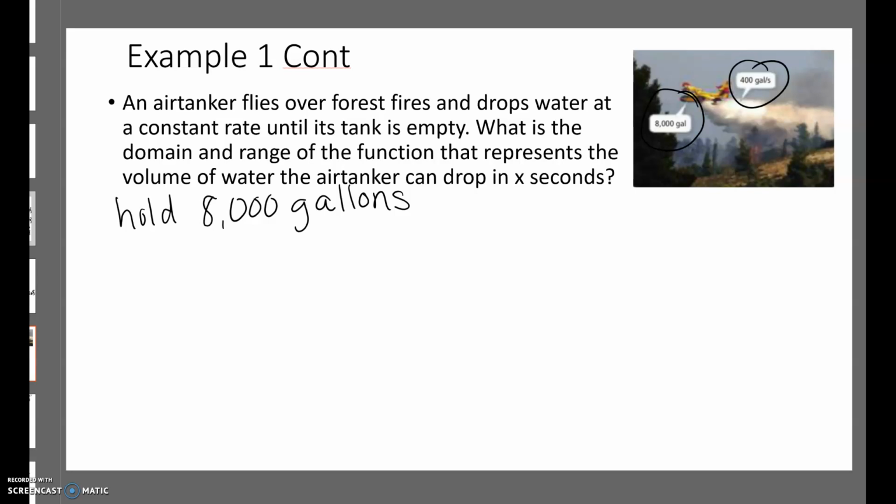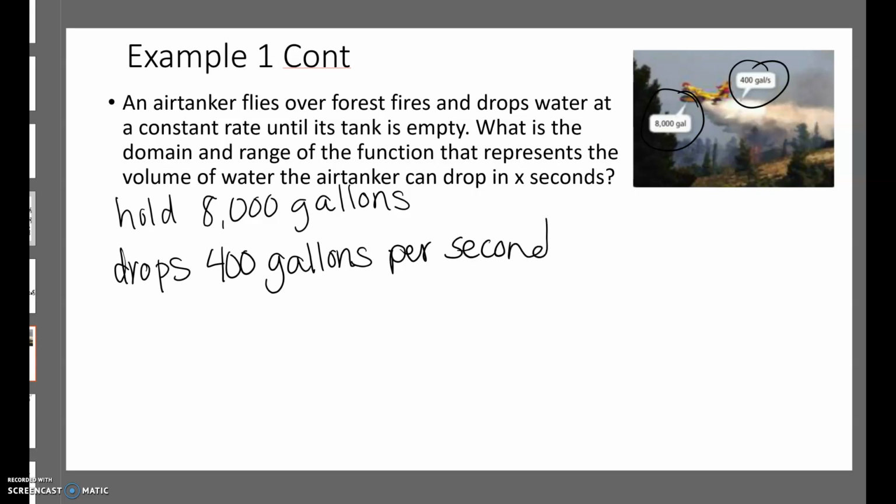And it drops 400 gallons per second. So that's the important information here. So if we were talking about domain, that's how many gallons it can hold. So domain is the gallons, and time is going to be the range.